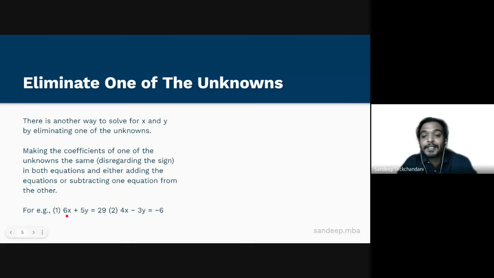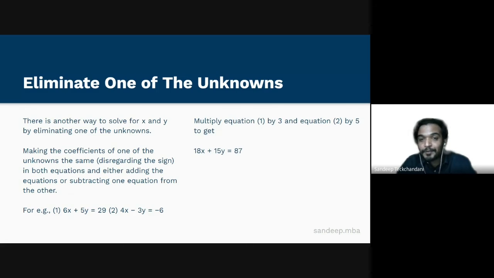So I'll get 6x times 3 is equal to 18x, 5y times 3 is equal to 15y and 29 times 3 is equal to 87. 4x times 5 is equal to 20x. Minus 3y times 5 is equal to minus 15y and minus 6 times 5 is equal to minus 30. So I'll get 18x plus 15y is equal to 87 and 20x minus 15y is equal to minus 30.